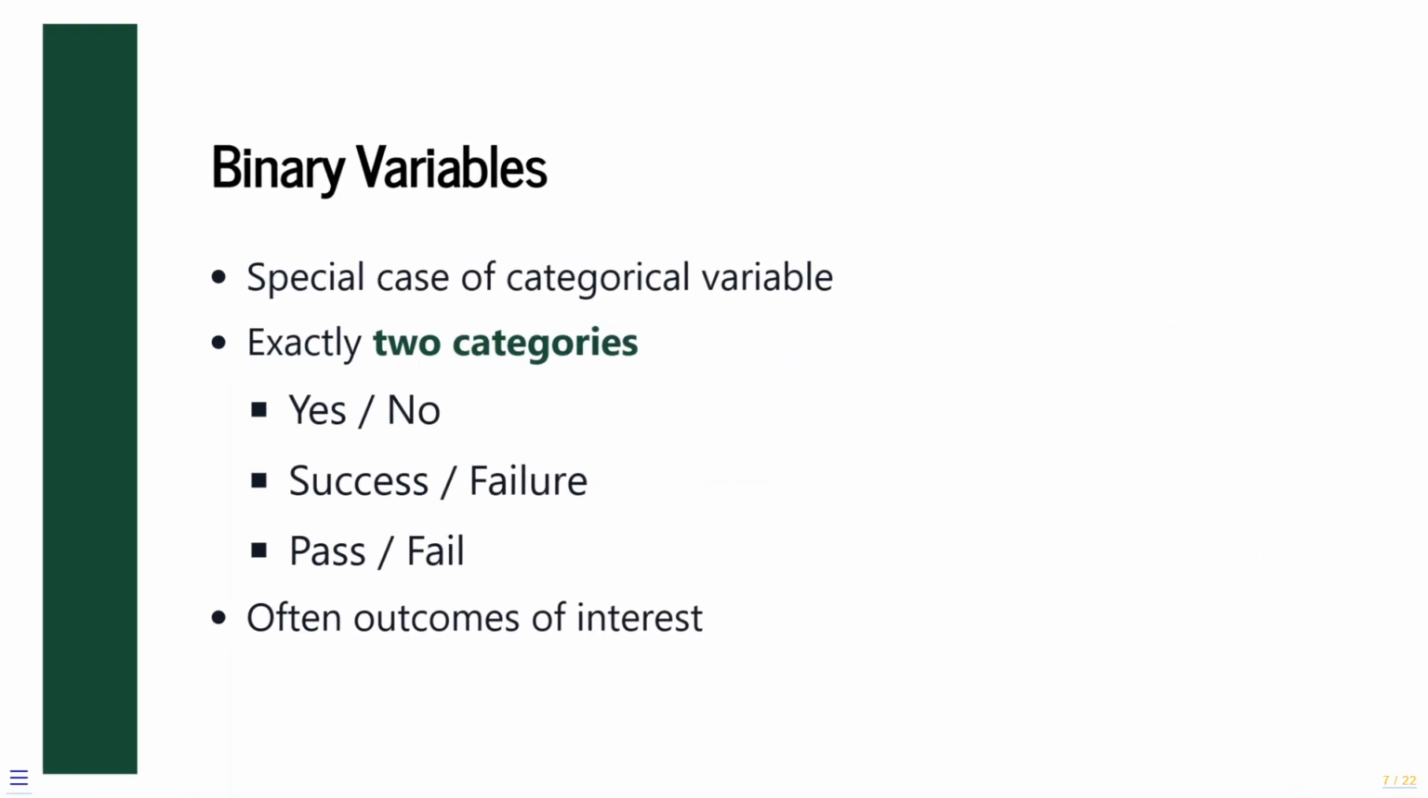Now let's focus on binary variables, which are a special case of categorical variables. A binary variable has exactly two categories, such as yes and no, success and failure, pass and fail, or disease and no disease. Binary variables are extremely common in practice, especially when we are studying outcomes. For example, did a student pass an exam? Did a patient respond to a treatment? Even though binary variables are categorical, they have a unique property that makes them especially useful in statistics.